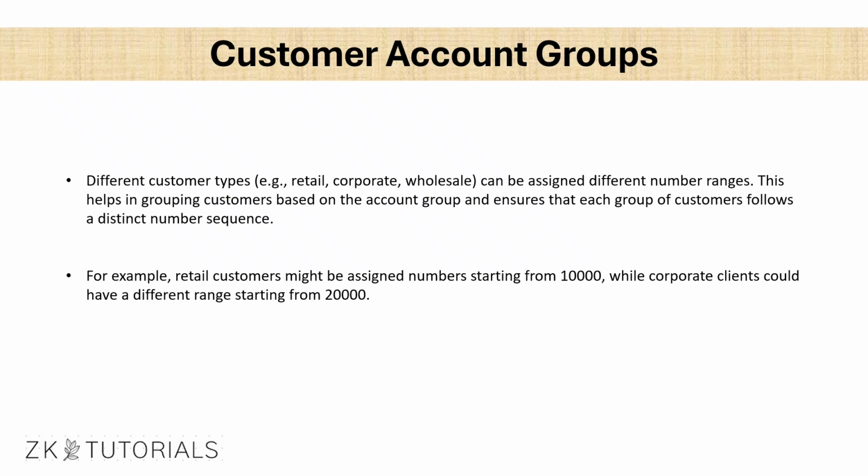So for each account group, we'll give a number range interval. That means for all the domestic vendors, we can give 10,000 to 20,000, and for all the foreign customers, we can give 20,000 to 30,000.